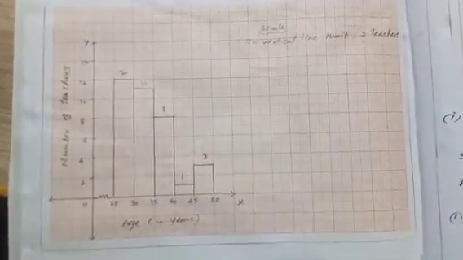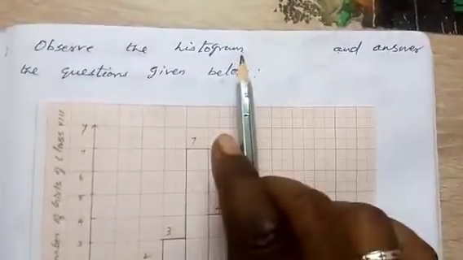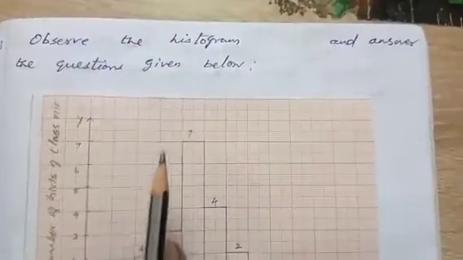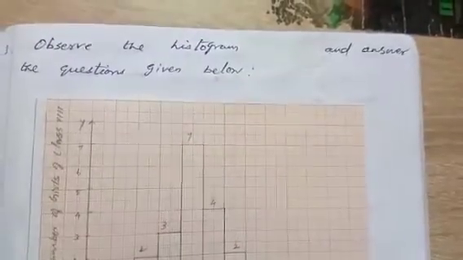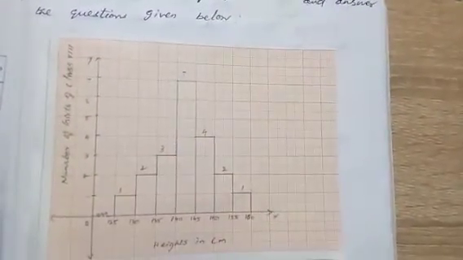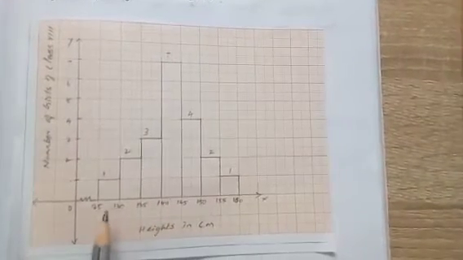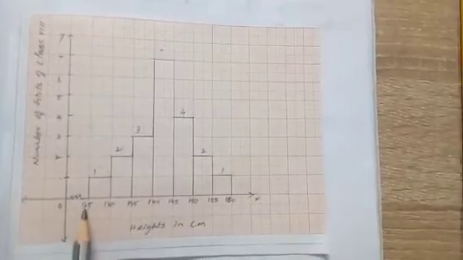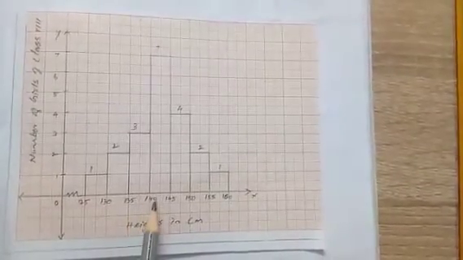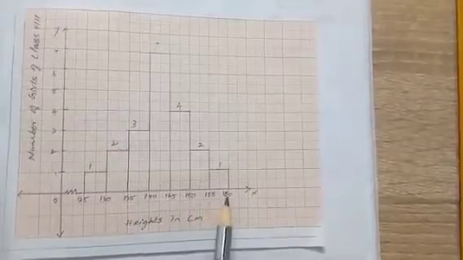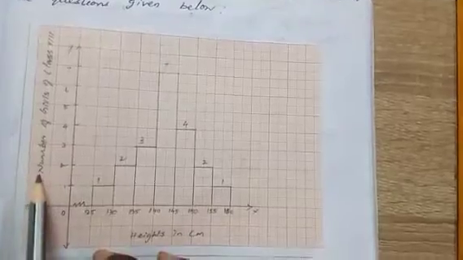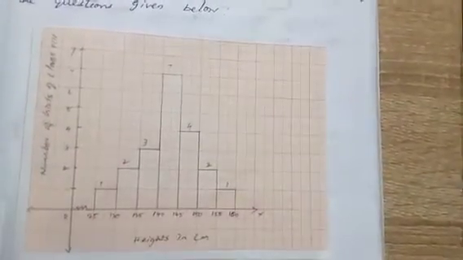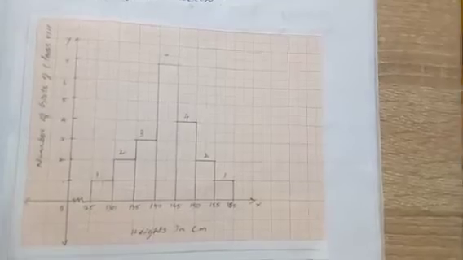So this is the histogram. Next question: observe the histogram and answer the questions given below. Here the histogram is given. On the horizontal x-axis, heights in centimeters: 125, 130, 135, 140, 145, 150, 155, then 160. The vertical line is the y-axis, the number of girls of class 8.